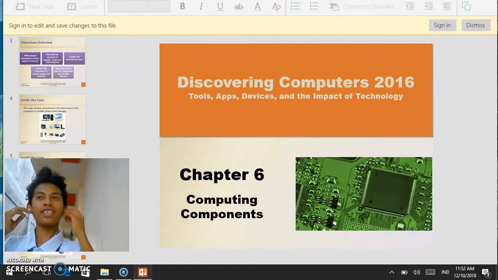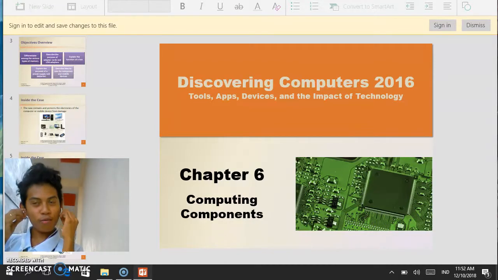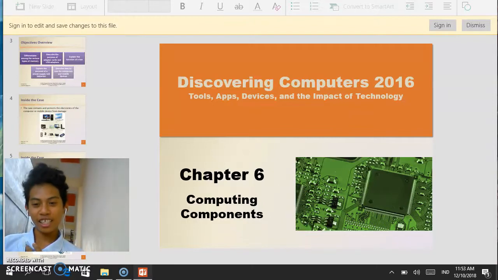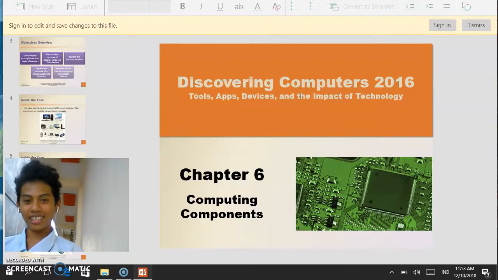Ako nga pala si Darren Lozano, mag-aaral ng Isabela State University, ISU, Kawayan Campus, BSIT 1-1. Ako po ay magre-report ng Chapter 6, Computing Components.